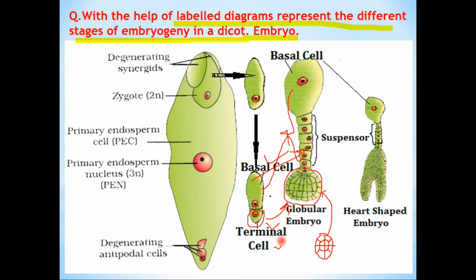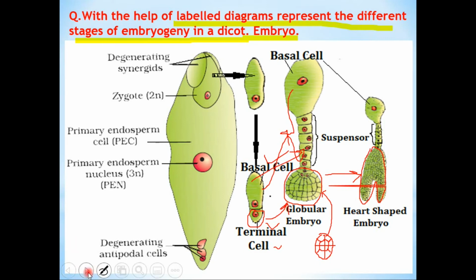Students, you must remember that the basal cell will never form a part of the embryo. The basal cell will form only the suspensor part, and the terminal cell is responsible for the development of this part of the embryo, or the embryo proper. Now the next stage of embryo development is the heart-shaped embryo, in which you can find that the embryo has somewhat occupied the shape of a heart. So this is called the heart-shaped embryo development.